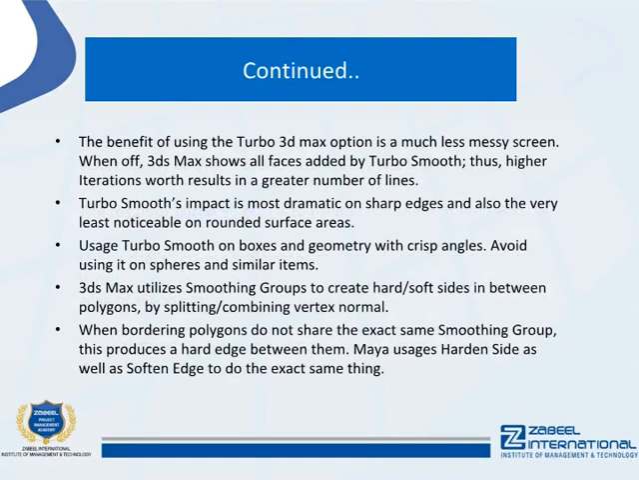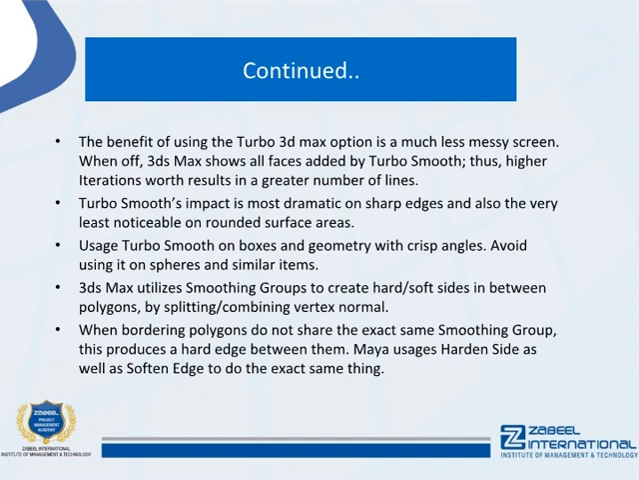When off, 3ds Max shows all faces added by Turbo Smooth. Thus, a higher iterations value results in a greater number of lines. Turbo Smooth's effect is most dramatic on sharp edges and least noticeable on rounded surfaces. Use Turbo Smooth on boxes and geometry with crisp angles. Avoid using it on spheres and similar objects.